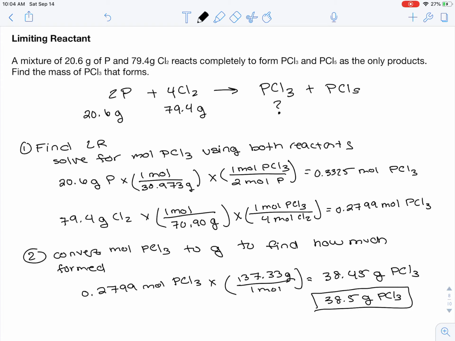So when you're looking for how much you form of a product, it's important to figure out the mass by first looking for which reactant made the smallest, and then that's the mass that you use. We went to moles first, converted one reactant to the moles of the product, and then same with the other reactant, found out that Cl2 made the least amount of moles, then convert it to grams to find the mass.